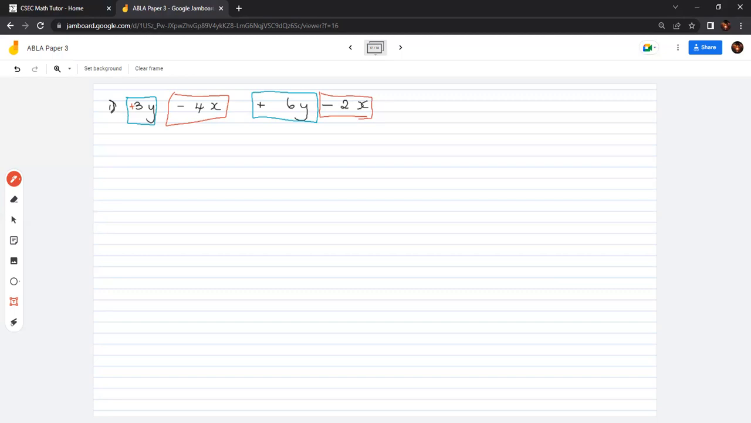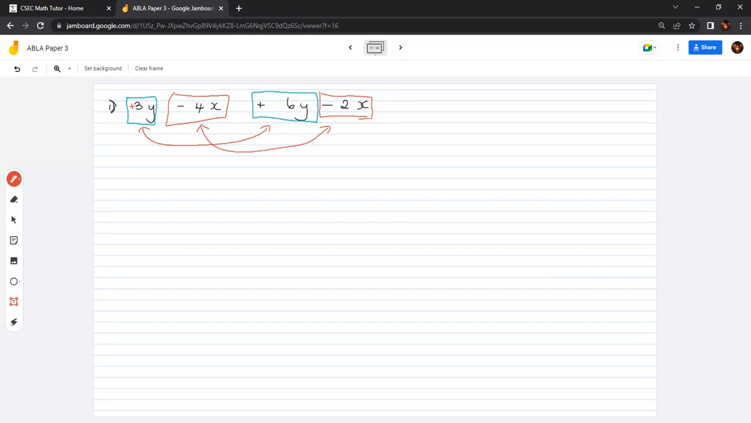So you want to bring your like terms together: all the y's together, all the x's together, all the numbers without a letter, and so on. You put those together.